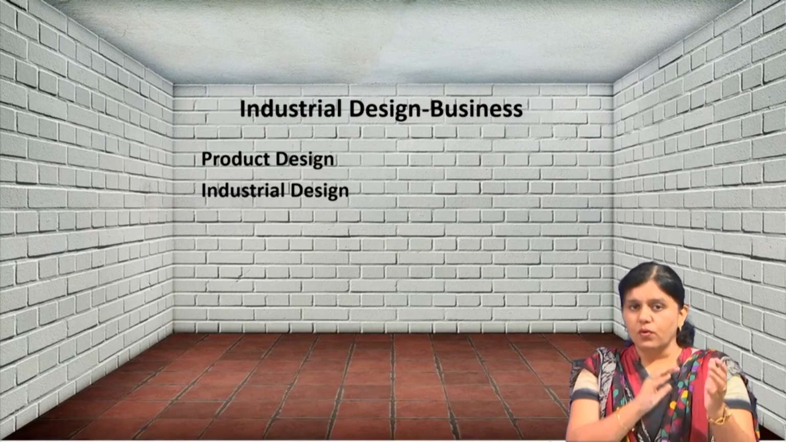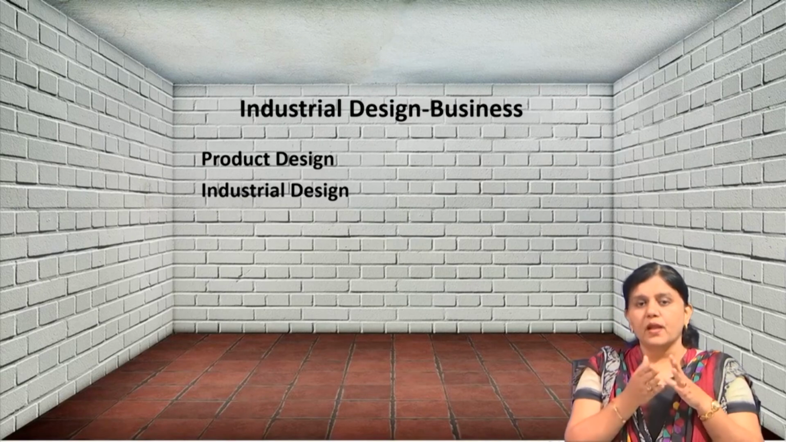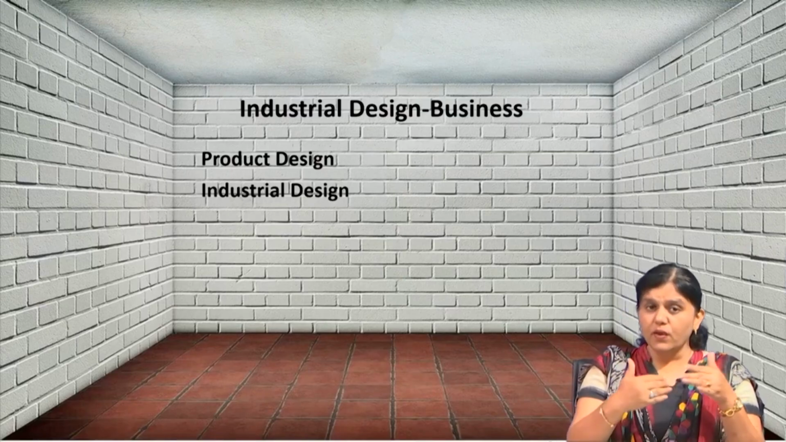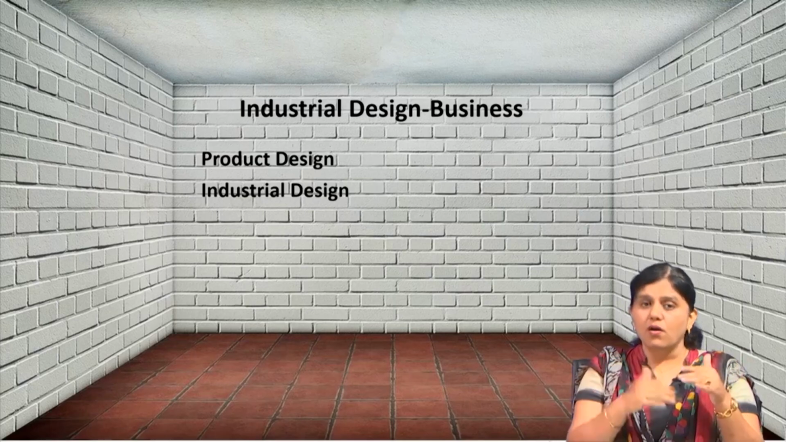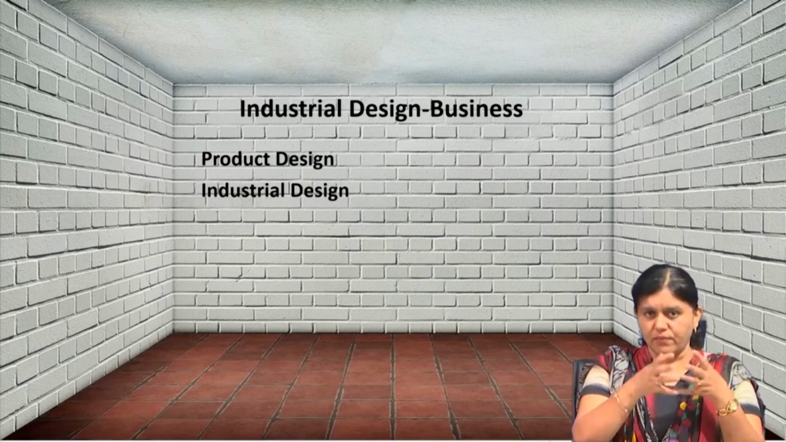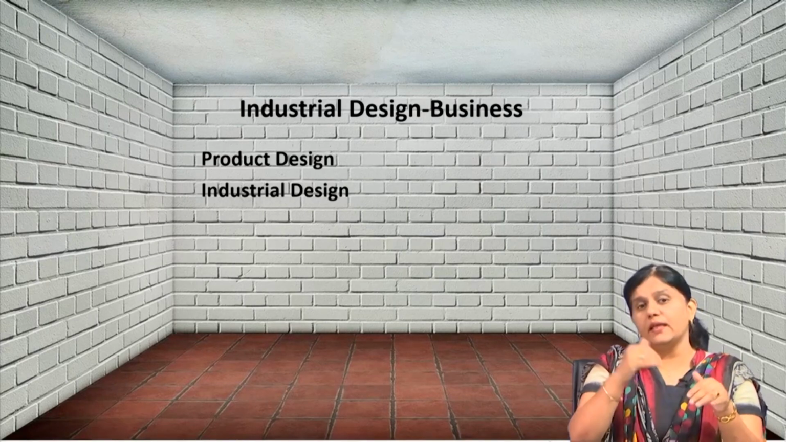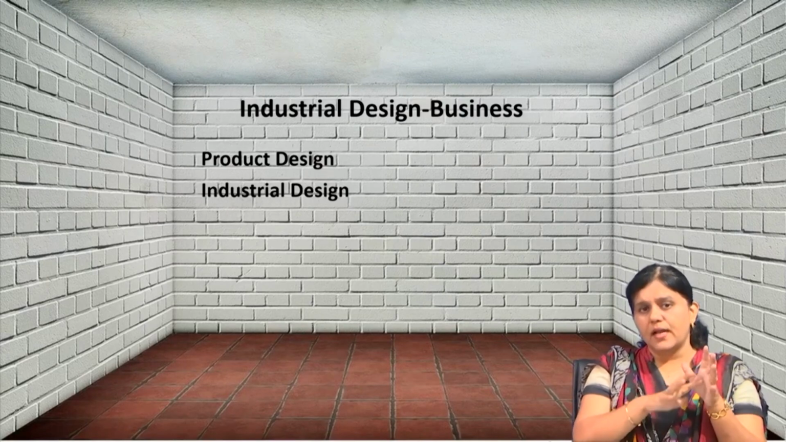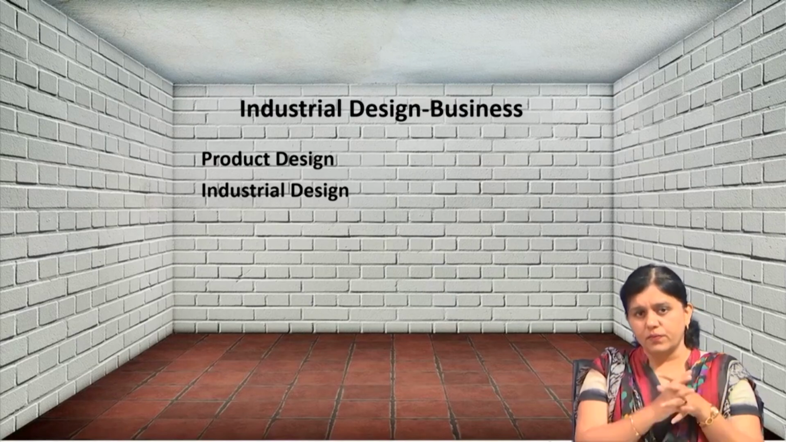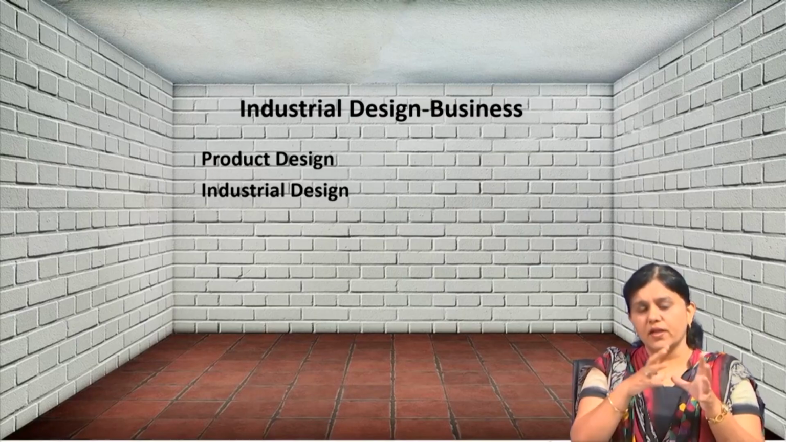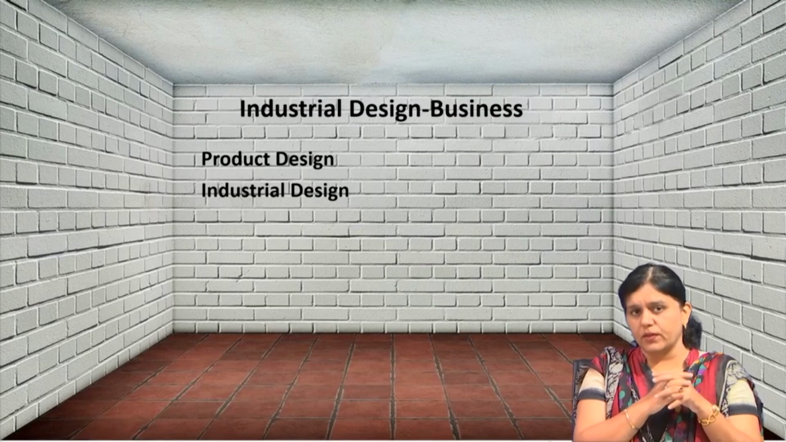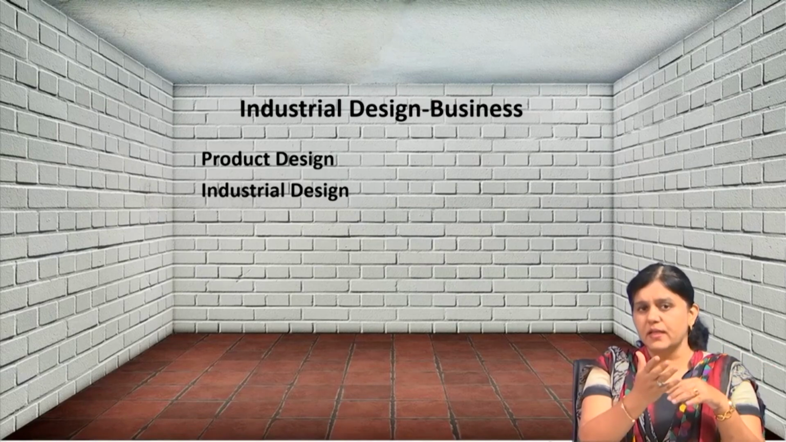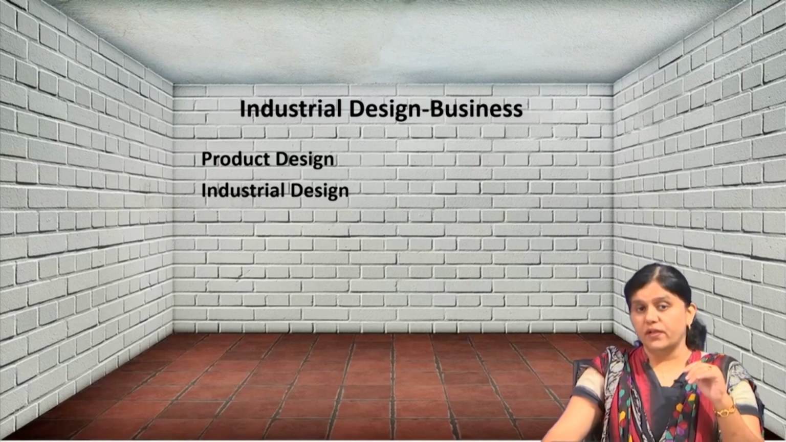Many times product design and industrial design may go in parallel with each other, or after product design, when the first prototype is ready, the industrial designer comes into the picture, does the work around that product and gives it the final appearance. So, the industrial designer and the product designer are two different things.